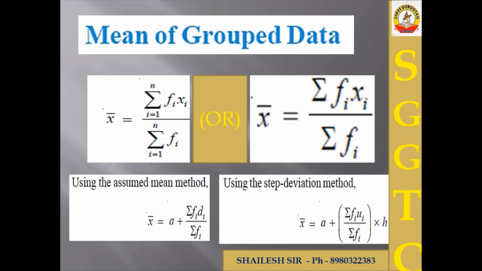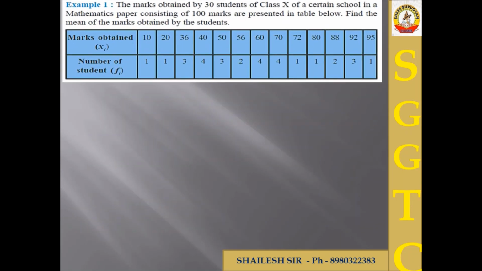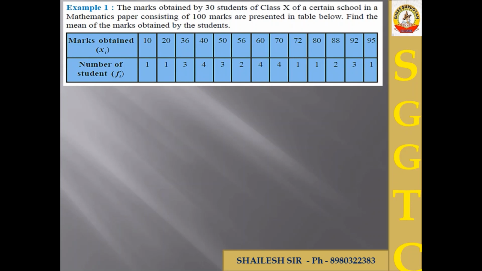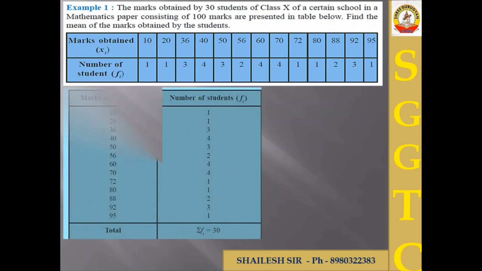Now I start a small sum for the mean of grouped data. Example one: marks obtained are given from 10 to 95 and the number of students is given as fi. Fi means frequency. First of all I write the question column-wise, marks and number of students. First, add the frequencies: 1 plus 3 plus 4 plus 3 plus 2 plus 4 plus 4 plus 1 plus 1 plus 2 plus 3 plus 1, which gives 30. Summation means you add all the frequencies; this is called sigma fi, and here it becomes 30.